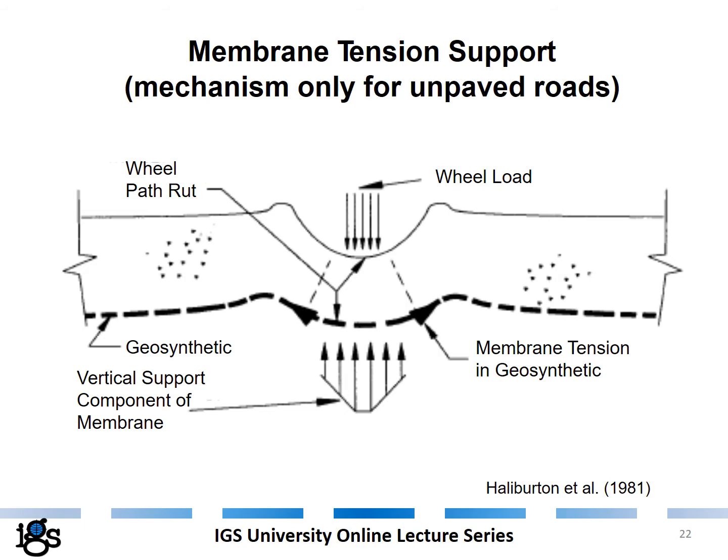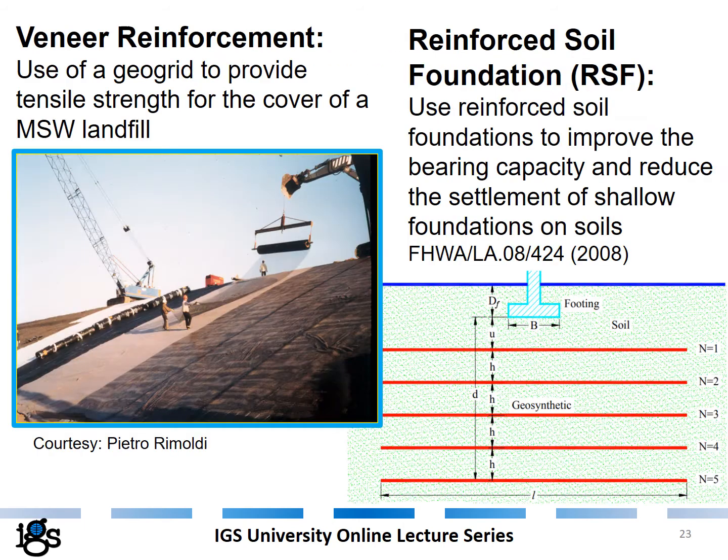Why did I say this is only valid in unpaved roads? It's because you need a certain amount of displacement at the surface to activate the tensile forces in the reinforcement. And such a deformation on the surface cannot be tolerated, obviously, in paved roads. There are many more applications of geosynthetics as reinforcement, but I will conclude by just mentioning these two applications in the reinforcement function section of this presentation.